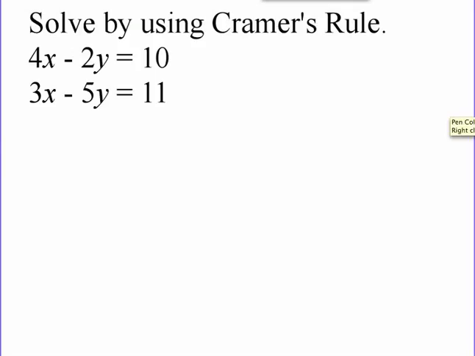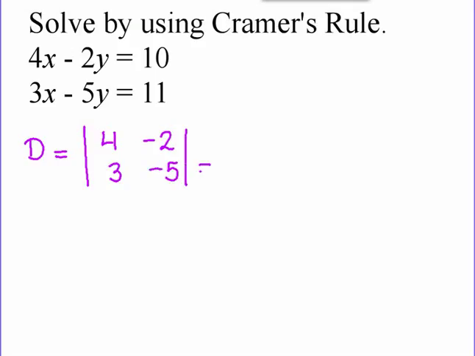Now, to solve this using Cramer's rule, we've got to find three determinants. We've got two equations, so we're going to have three determinants. If we had three equations, we would have four determinants. First of all, I'm going to start with d. Remember, a determinant only works with what type of matrix? Square. Since I've got two equations, I'm looking at 2 by 2s. To find d, I'm going to take everything to the left of the equal sign. So my determinant here will be 4, negative 2, 3, negative 5. That's d.